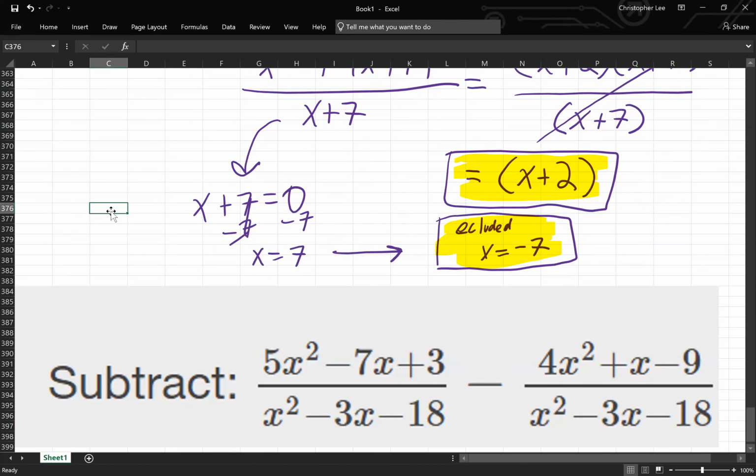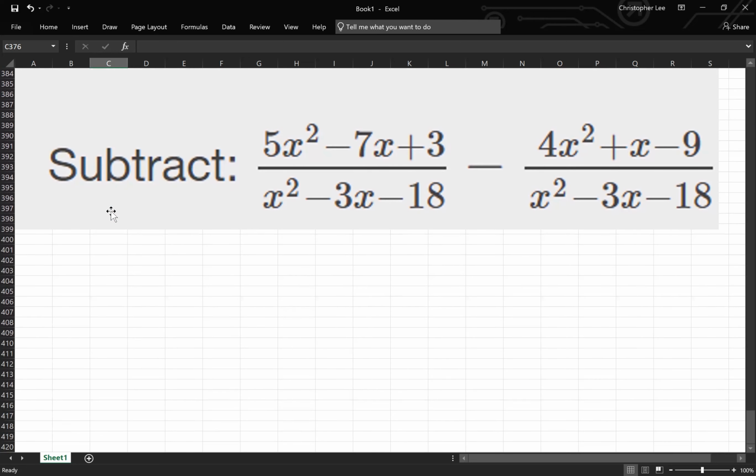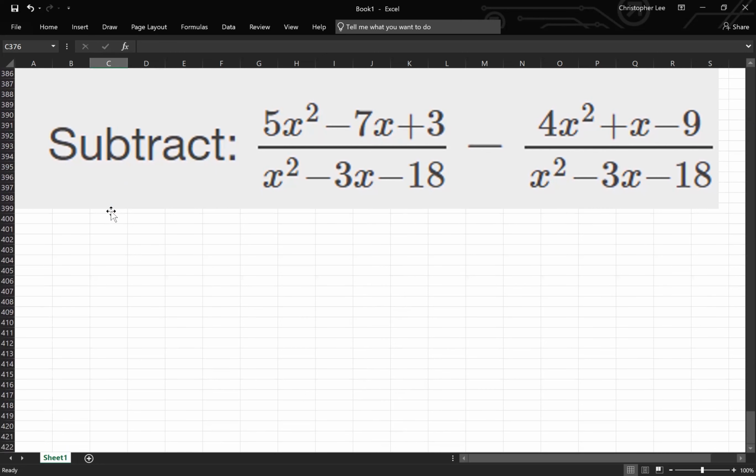All right. So I got (5x² minus 7x plus 3) over (x² minus 3x minus 18) minus (4x² plus x minus 9) over (x² minus 3x minus 18). Now, I notice just from looking at this that I have the same denominator, right? So if I have the same denominator, all I have to do is subtract the numerators, right? And we remember how to subtract polynomials, right? What do I do?